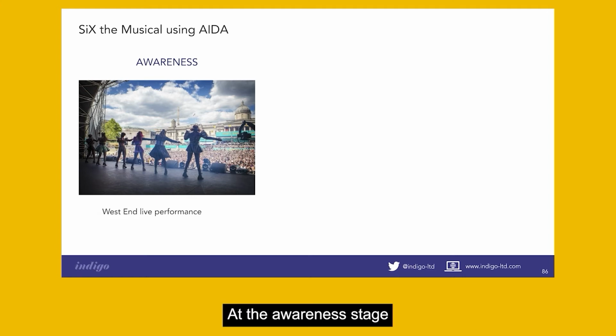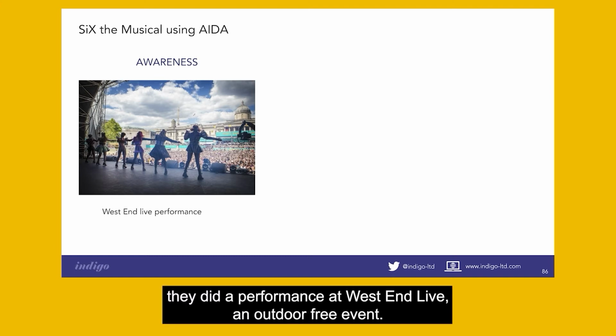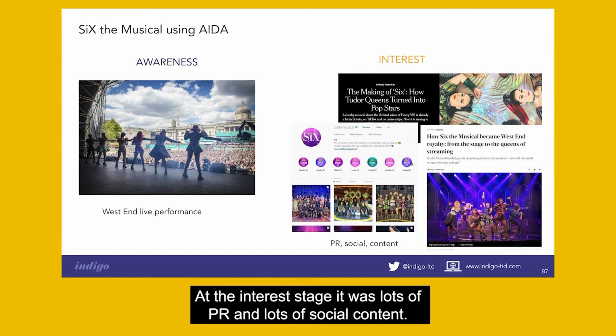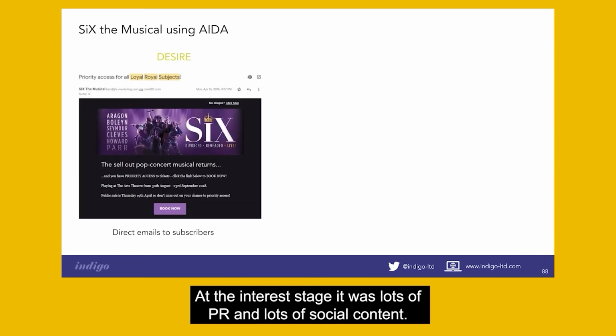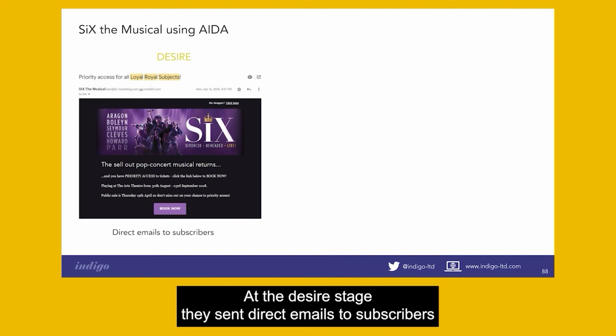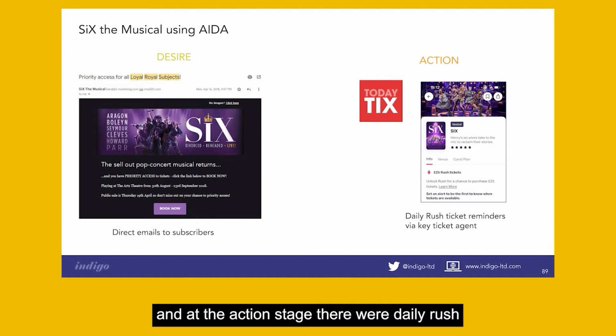At the awareness stage, they did a performance at West End Live, an outdoor free event. At the interest stage, it was lots of PR and lots of social content. At the desire stage, they sent direct emails to subscribers. And at the action stage, there were daily rush ticket reminders from the ticket agent.